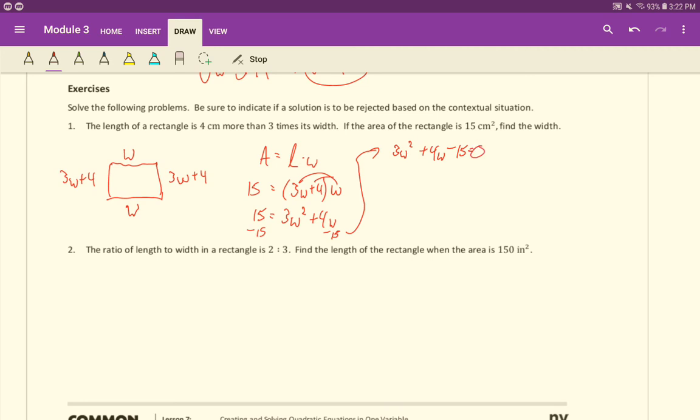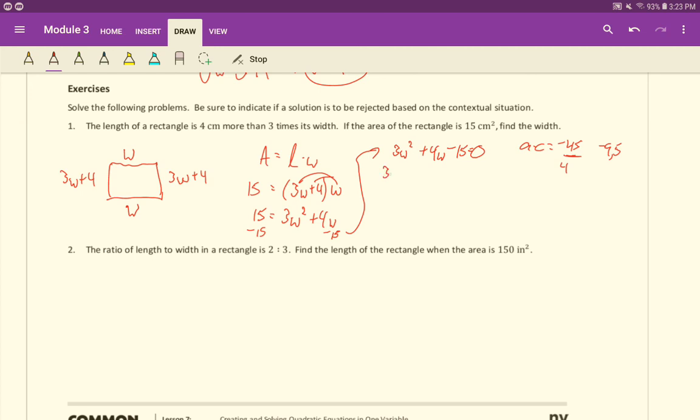Now we factor, because we're equal to 0. And we're going to have to use the AC method, because again, that lead coefficient there is a 3, not a 1. So a times c is going to be 3 times negative 15, which is negative 45. We need two numbers that multiply to negative 45 and add to make positive 4. So what's that going to be? It'll be negative 9 and positive 5.